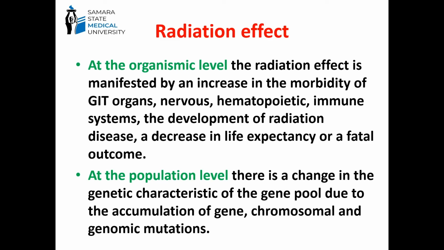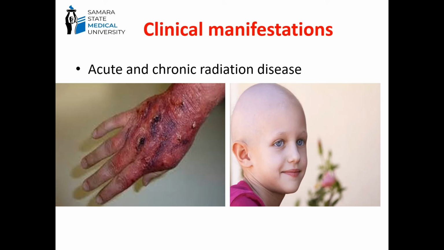At the population level, there is a change in the genetic characteristics of the gene pool due to the accumulation of gene, chromosomal, and genomic mutations. Clinical manifestations of radiation are acute and chronic radiation diseases. During the first days after exposure, acute effects may occur. On the skin there are erythema, red spots, necrosis, and hair loss.